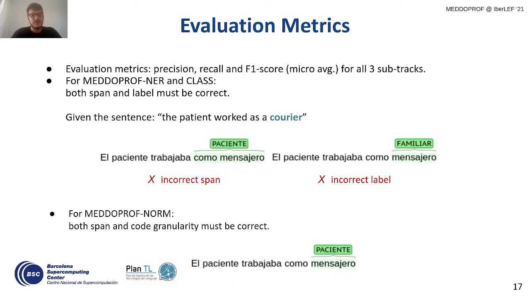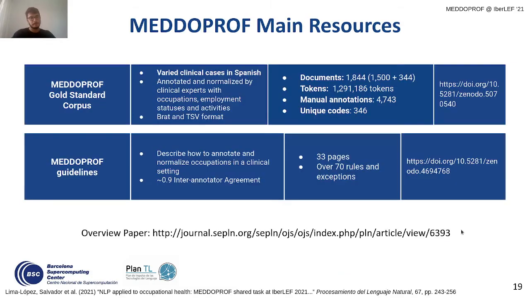Well, and for MEDDOPROF Norm, both the span and code granularity must be correct, as the participants also had to find dimensions. So the code granularity part is important because, for example, if someone predicted 4412 for this mention, it would be incorrect because in the gold standard, the code is a little bit more granular and it's 4412.2. So it was a quite strict evaluation setting.